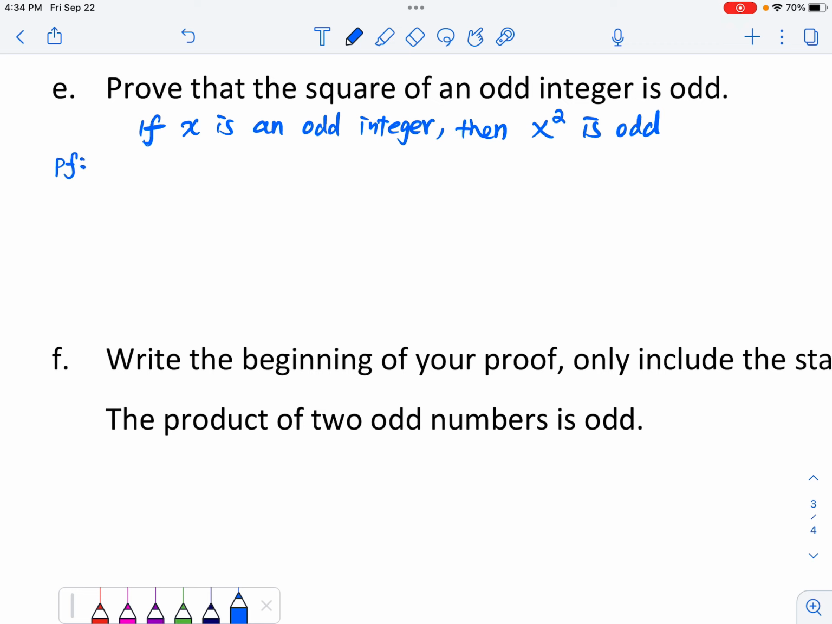And how do we begin our proof? You have to assume something to begin with. If this is your hypothesis, you're going to assume it. Earlier I used suppose or assume. Now I'm going to use let, just so that you get used to both different words. So let x be an odd integer.